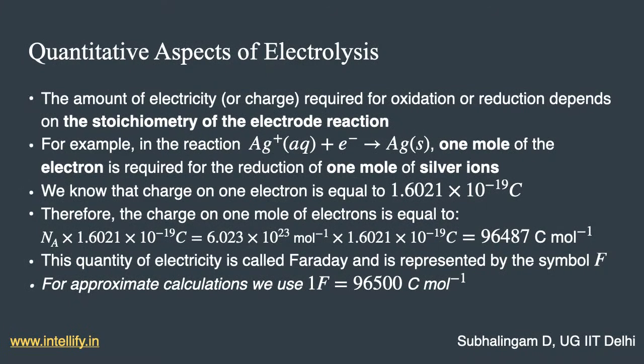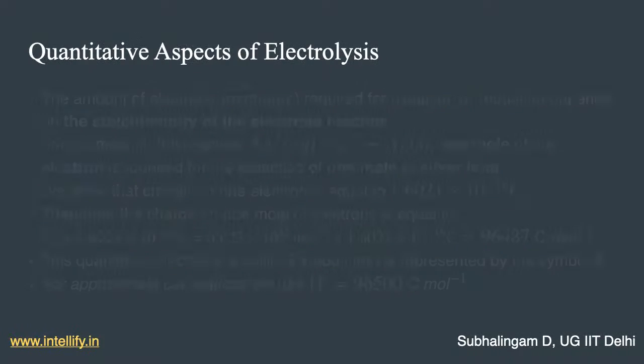For approximate calculations, we use 1 F equal to 96,500 coulomb per mole. Just to revise, where did we see this? We saw this in the Nernst equation. We write E_cell is equal to E°_cell minus RT by nF times ln Q. So that F and this F are the same, 96,487 coulomb per mole, but for convenience, we write it as 96,500 coulomb per mole.